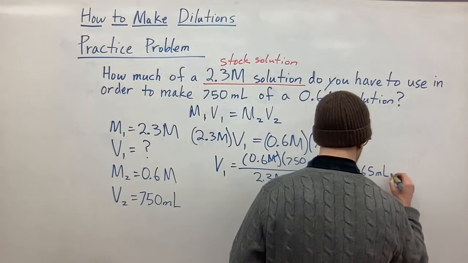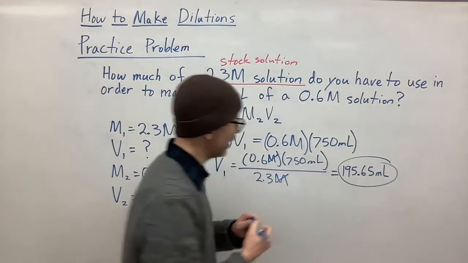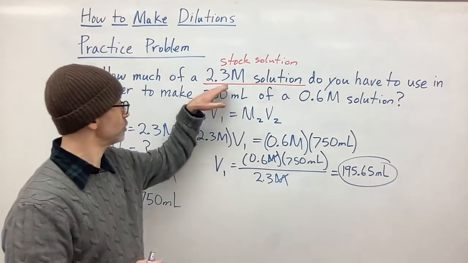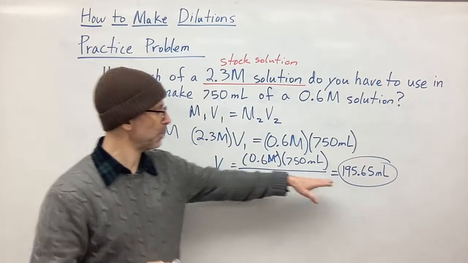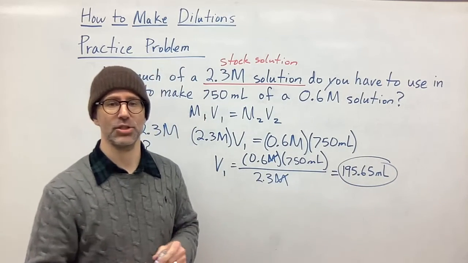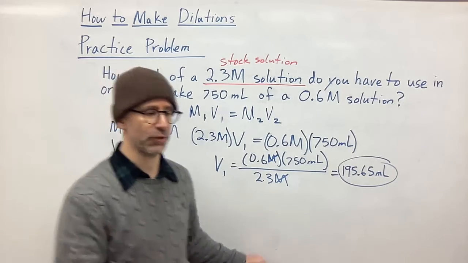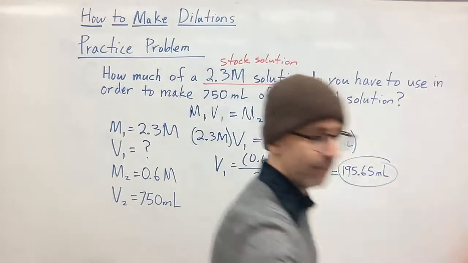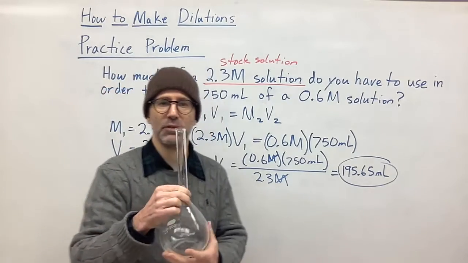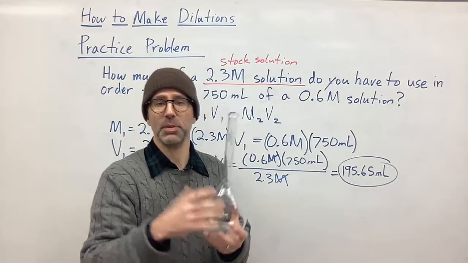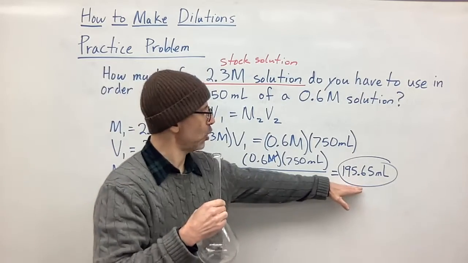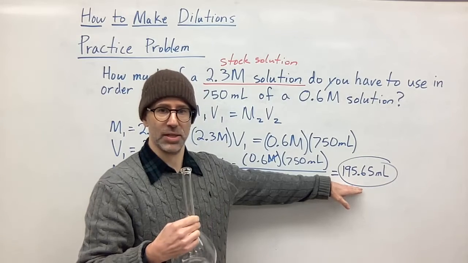195.65 milliliters. That is the number of milliliters of my stock solution, my original solution, that I would need to measure out. Then I would put it into my volumetric flask. So if this is my volumetric flask, let's say it is 750 milliliters. I don't know if they make a 750 milliliter volumetric flask, but if they do, let's say this is it. I would measure out this volume using a graduated cylinder.